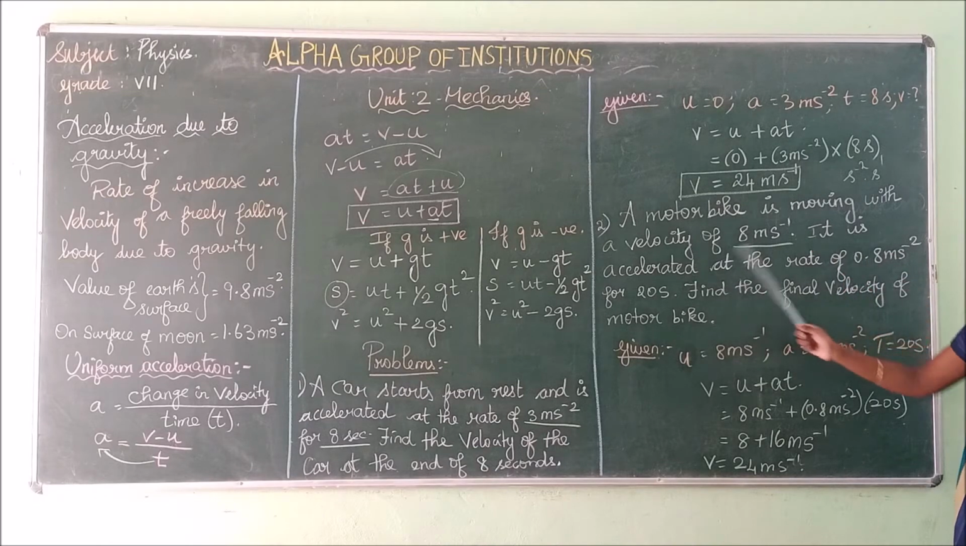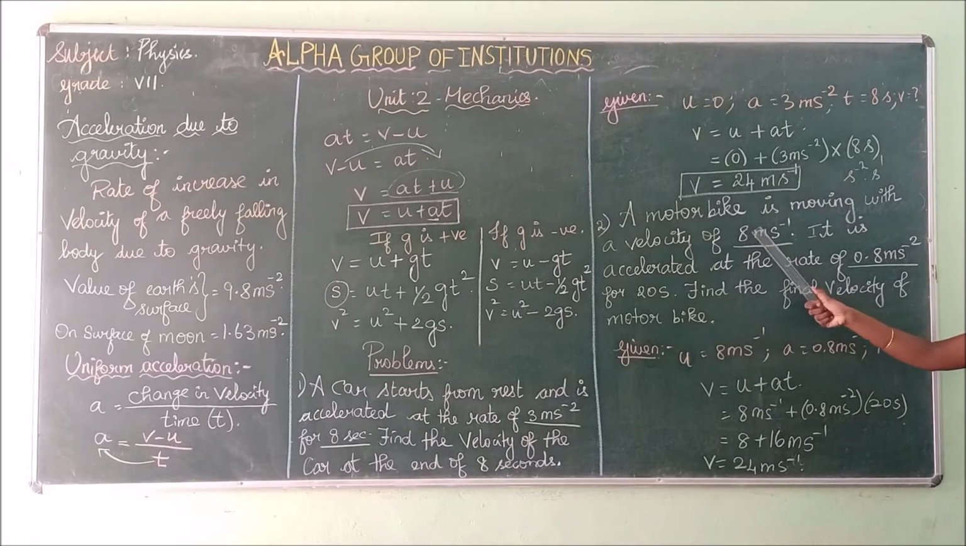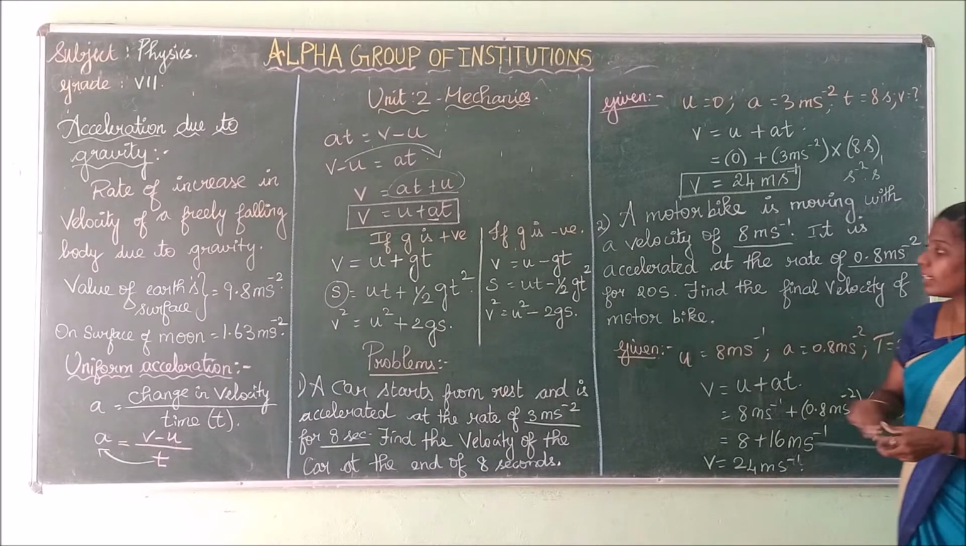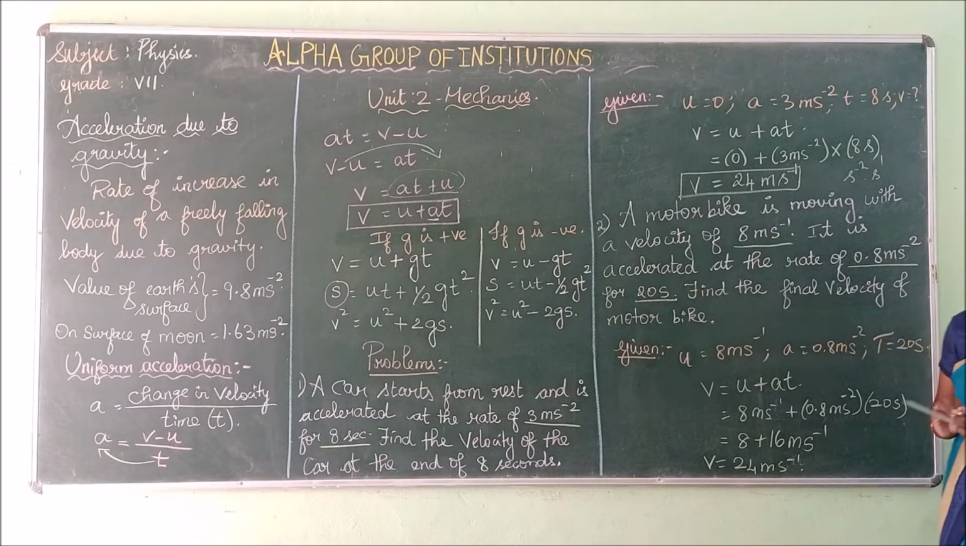It is accelerated at the rate of 0.8 meter second power minus 2. The acceleration value is given there, for 20 seconds. Time value is also given. We have to find the final velocity of the motorbike. Initial velocity is 8 meter second power minus 1. What is the formula to calculate final velocity? v is equal to u plus at.